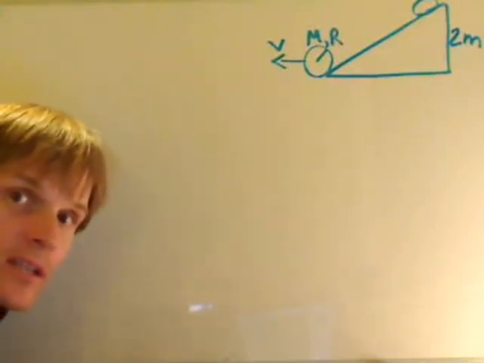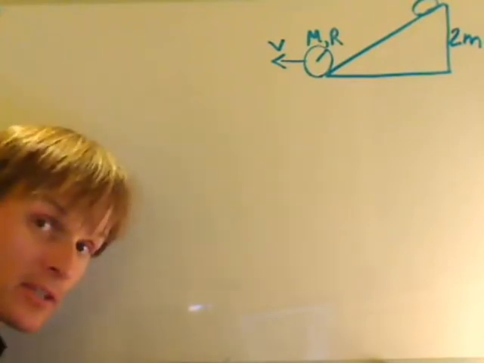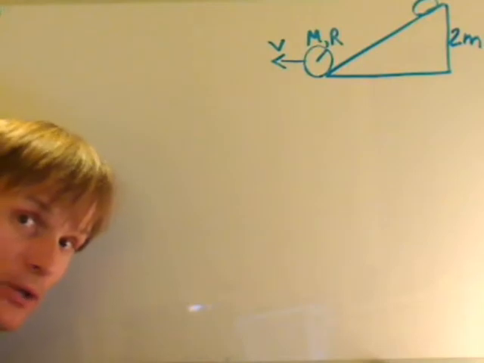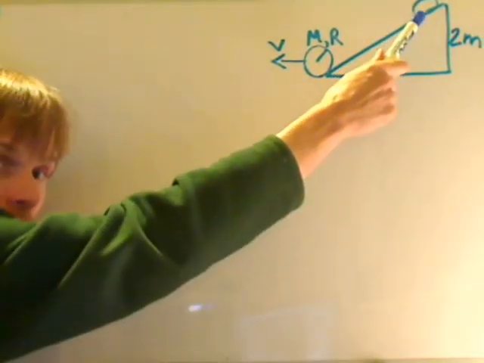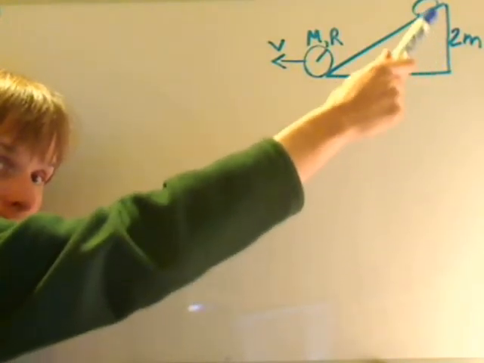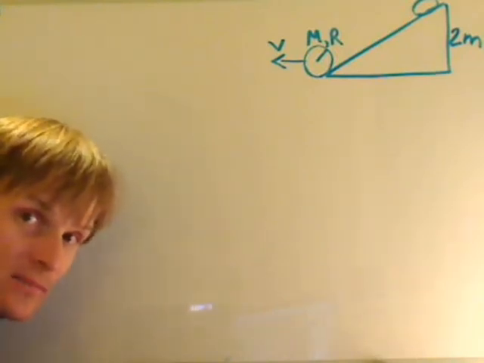Okay, so let's work this rolling object problem. In this problem we have three objects: a hoop, a cylinder, and a sphere. And that object, whichever one we're talking about, starts at the top of a 2-meter incline and rolls to the bottom. And we want to know which one wins this race.